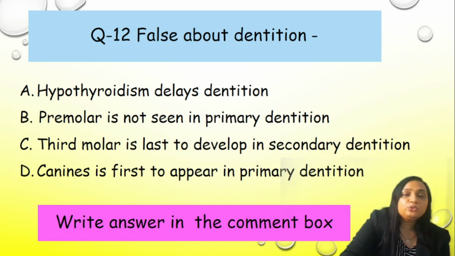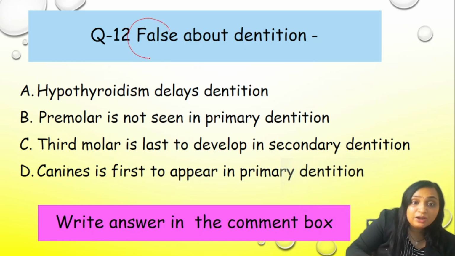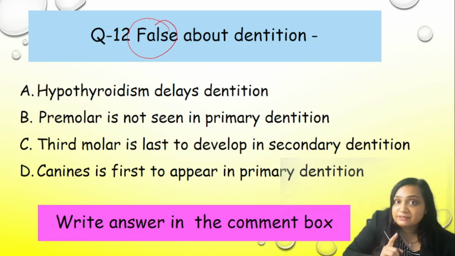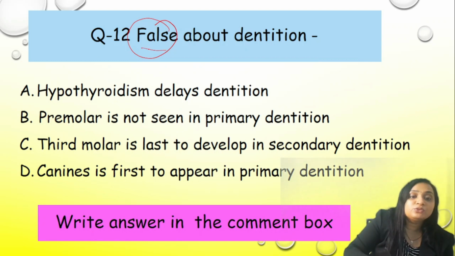Question number 12. What is false about dentition? So what is false? We again have to search for the incorrect statement among these options and then answer the question. It is false, so we have to select the incorrect, wrong statement.